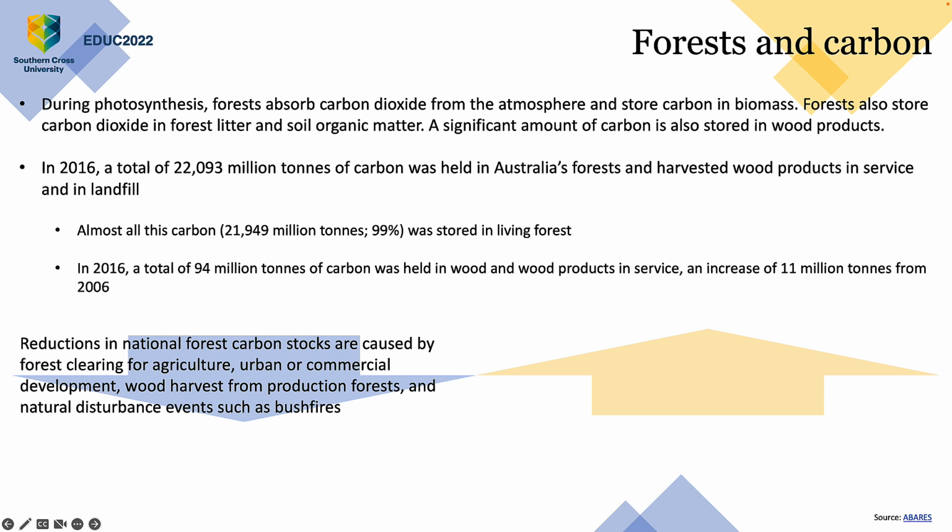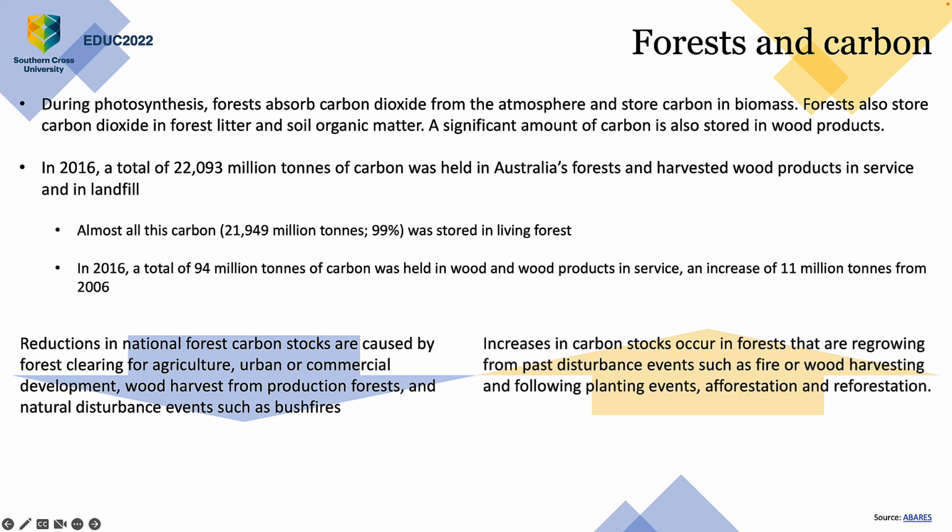Reductions in national forest carbon stocks are caused by forest clearing for agriculture, urban development, wood harvest from production forests, and natural disturbance events such as bushfires. And we're going to talk a bit about bushfires because that's becoming increasingly an issue. And increases in carbon stocks occur in forests that are regrowing from past disturbance events such as fire or wood harvesting, and following planting events, afforestation and reforestation.